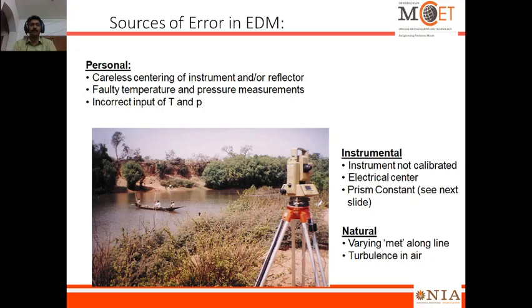Faulty temperature and pressure measurements, or incorrect input of temperature and pressure, may lead to error. Instrumental error: the instrument is not calibrated properly, or the electrical or electronic center was not set properly. Prism constant, we will discuss in the next slide. Natural error: varying meteorological conditions along the line, turbulence in the air, and variations in pressure and temperature are the natural errors.